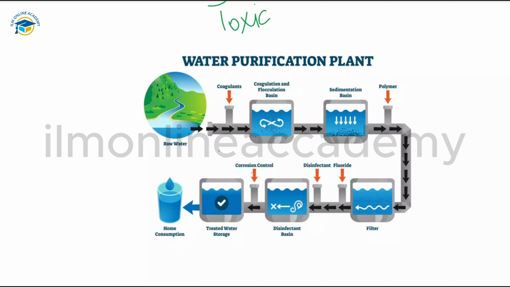So the first step in the purification is to remove the large insoluble objects such as rocks, plastic bags, and tree branches, in a process that is known as screening. So first of all, we have a step that is known as screening. Screening is done. After that, the water is taken into a sedimentation tank.